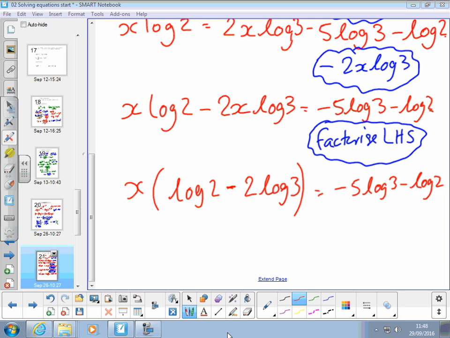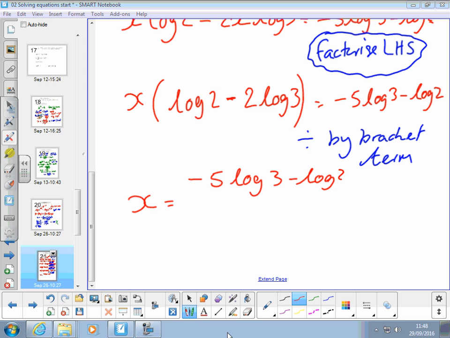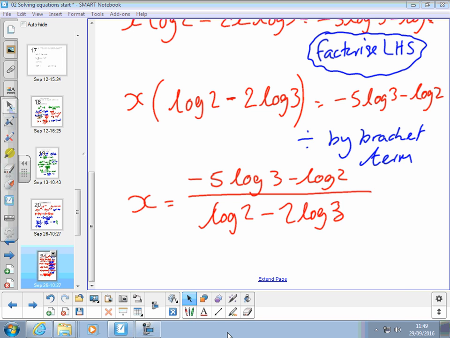Now what can we do? All of that, these two things are just numbers, one subtracted from the other, inside a bracket, the result of which is just a number. We can move the whole thing in one go, so you can divide by the bracket term. So we can write x is equal to minus 5 log 3 minus the log of 2, all divided by log 2 minus 2 log 3. Now that's a job for your fraction button on your calculator.